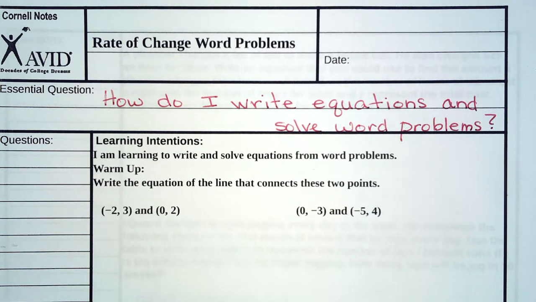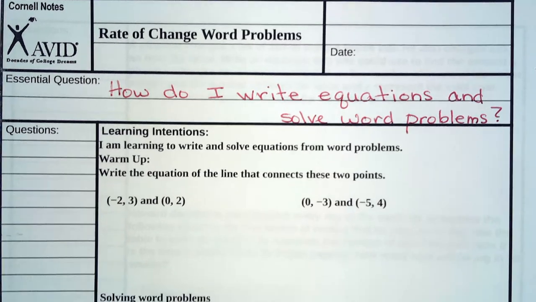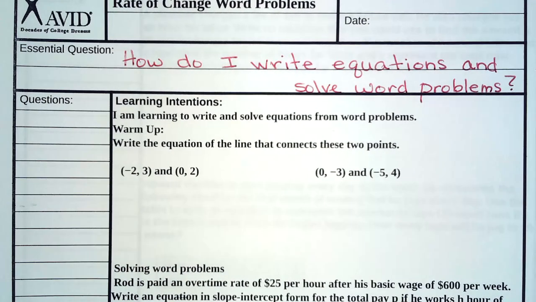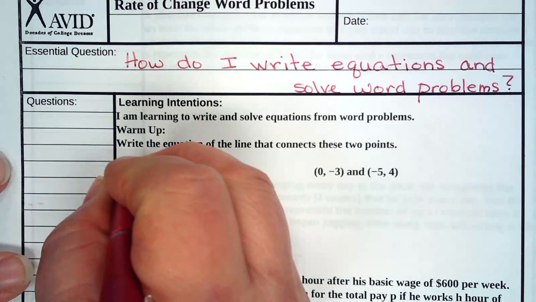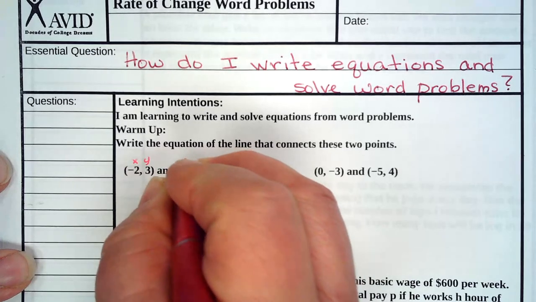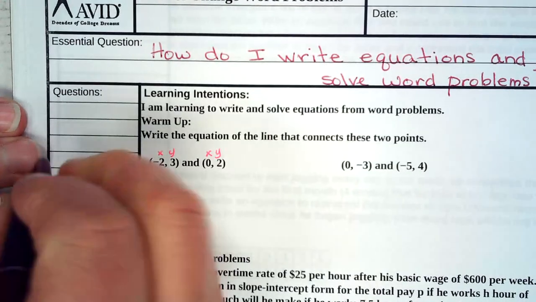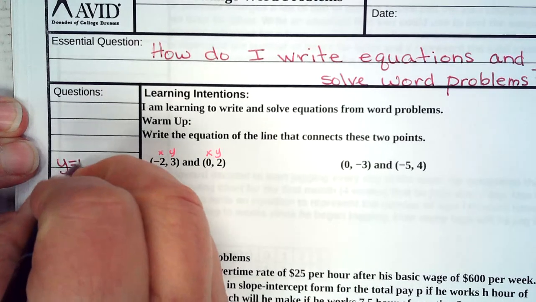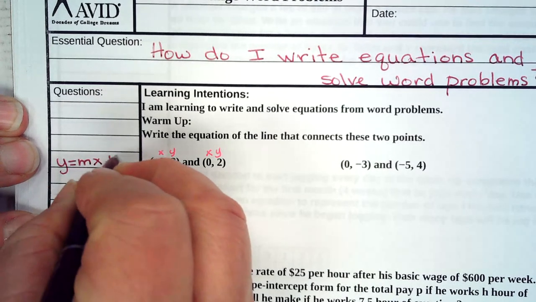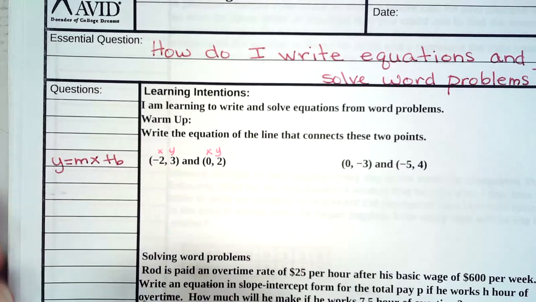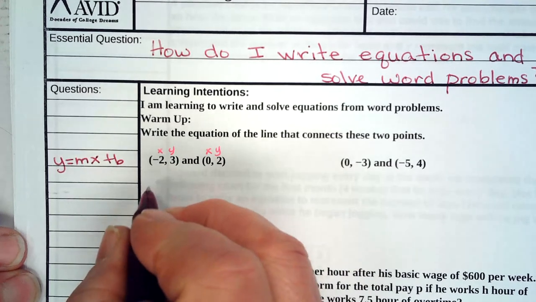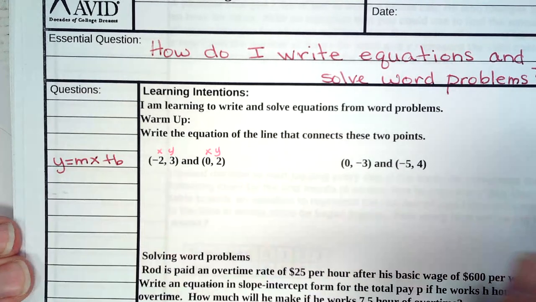Well, I hope you tried to do these on your own. If you get the correct answer, you know you're doing it correctly. So first thing we have to do is to find the slope. We're going to work on the y equals mx plus b form. This is your slope-intercept form. So the first thing we have to do is find the slope.